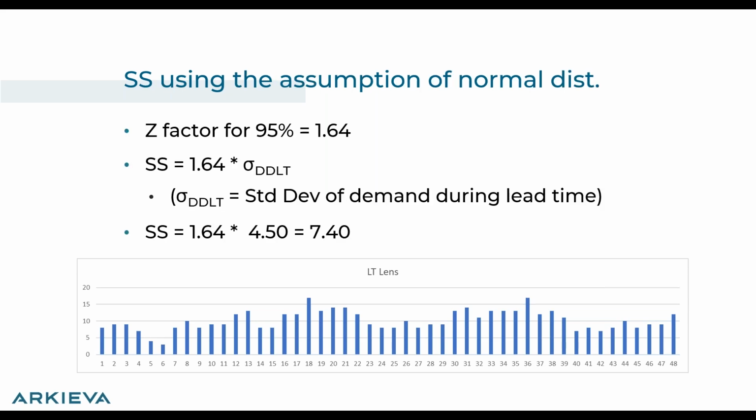You can also, since we have the data, calculate the safety stock using the assumption of a normal distribution. So if we did that, the Z factor for 95% is 1.64. The safety stock then is 1.64 times sigma DDLT. Sigma DDLT is the standard deviation of demand during lead time. Again, we discussed this in great detail in part 1 and part 2. So the safety stock becomes 1.64 times 4.50, and that gets us a value of 7.40, which you will hopefully notice was bigger than the 5.98 that we calculated earlier.